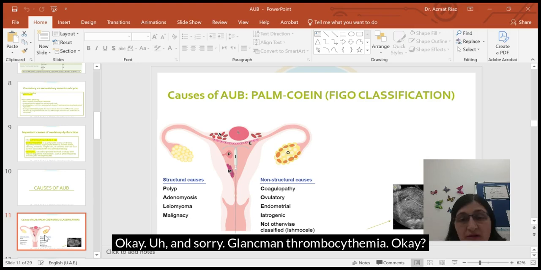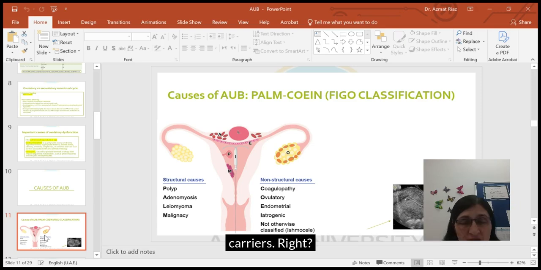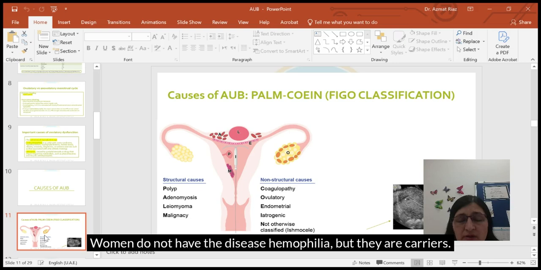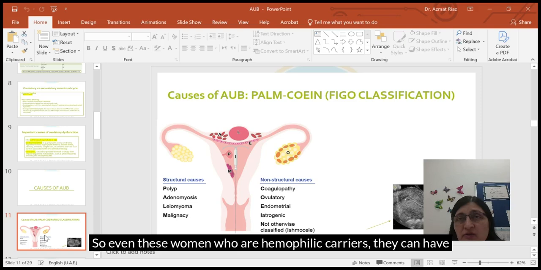Glanzmann thrombasthenia. Okay, and even women who have hemophilia, who are hemophilic carriers, right? Women do not have the disease hemophilia, but they are carriers, they transmit it to their sons. So even these women who are hemophilic carriers, they can have heavy bleeding or they can have postpartum hemorrhage. Okay.